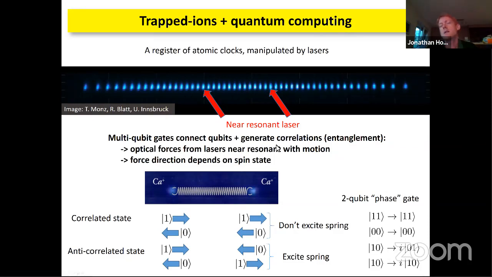That makes these very nice physical systems for playing with, but it's still a challenge. I think nobody particularly thinks that you're going to go to 1 million ions in a chain and scale all the way up to a quantum computer that way.